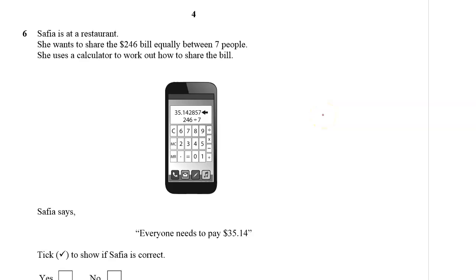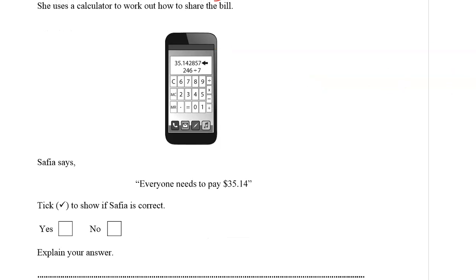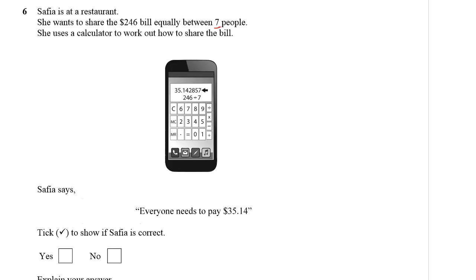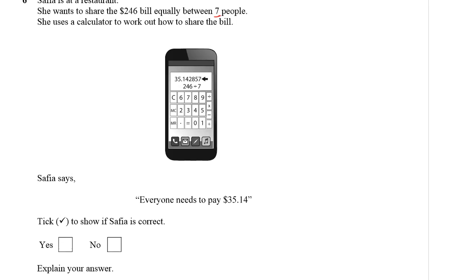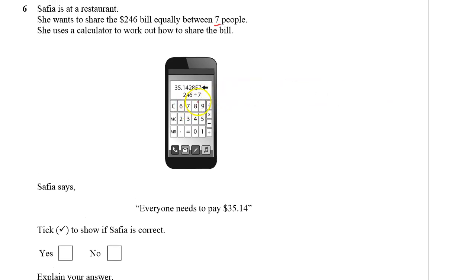Question 6. Sophia is at a restaurant. She wants to share a $246 bill equally between seven people. She uses a calculator to work out how to share the bill. Each person should pay their own share of the bill. Sophia says everybody needs to pay $35.14. Tick to show if Sophia is correct.